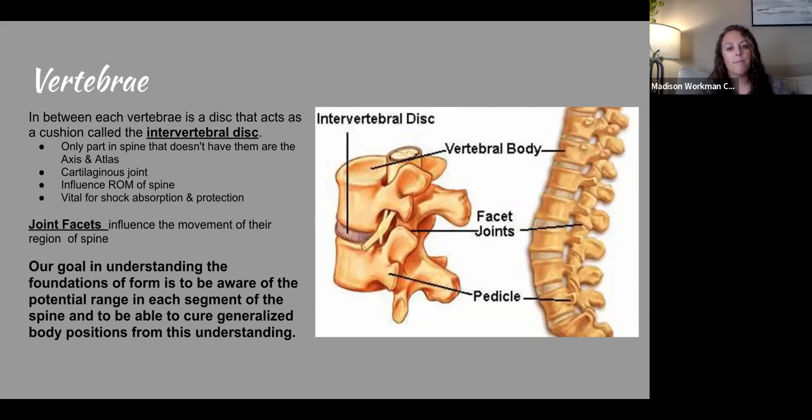Now, when talking about the spine and including foundations of form, it's important to be aware of the range of motion for each segment of the spine. And for us as teachers to be able to cue generalized body positions from this understanding. So we always cue back to the spine in its natural position.